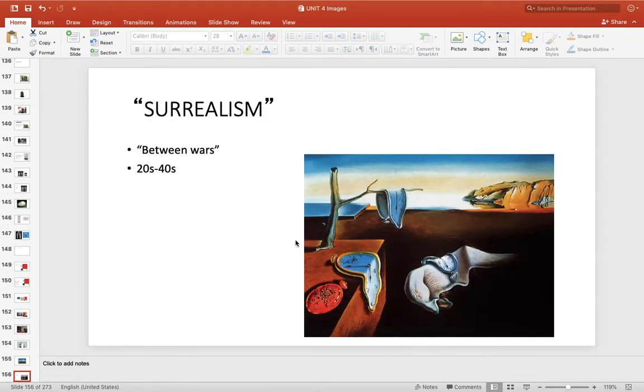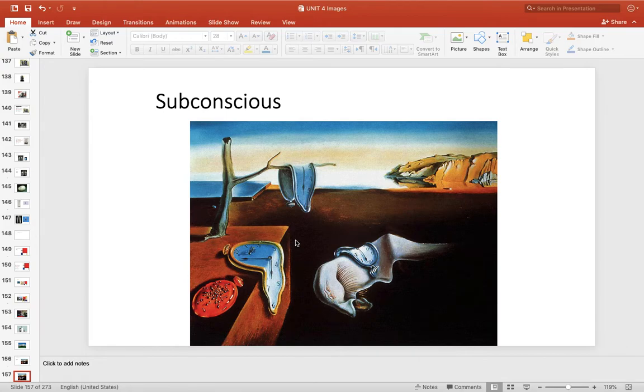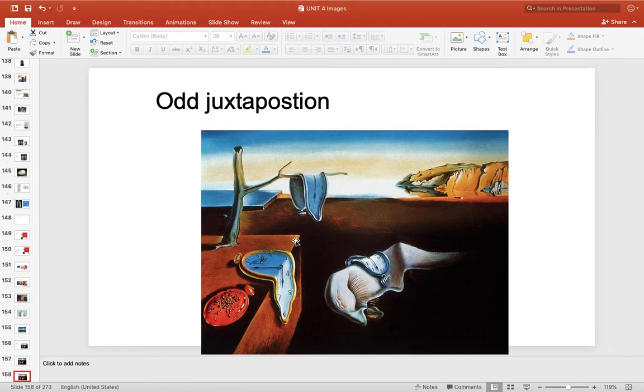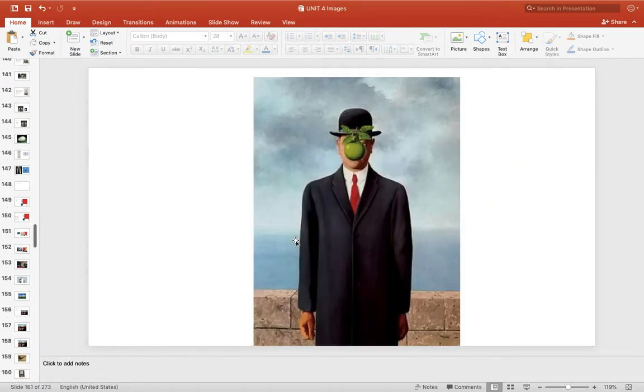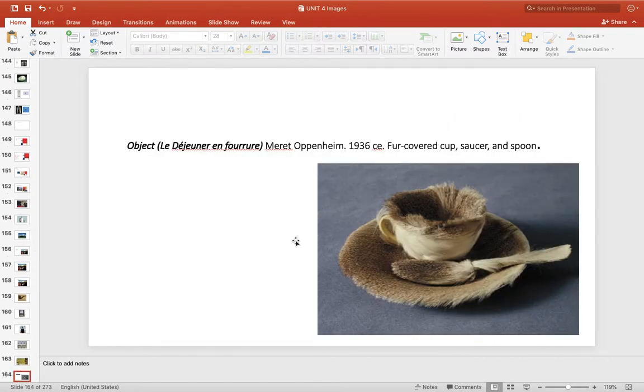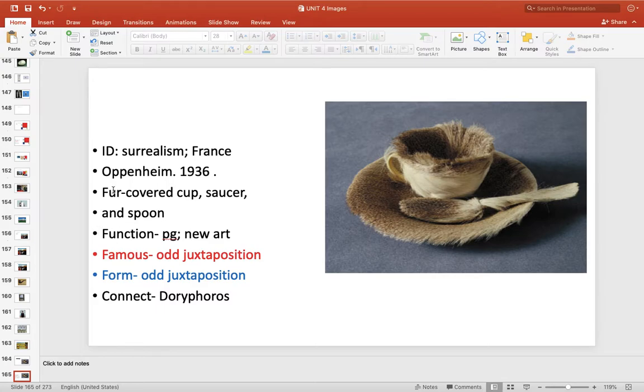Okay, surrealism is chaos between the wars. It's about the irrational and the crazy and the subconscious, odd juxtapositions, surrealism. In this case here, Object, odd juxtaposition, fur and cup, Oppenheim, surrealism. What are they doing here? Exploring new art, famous for its odd juxtaposition.